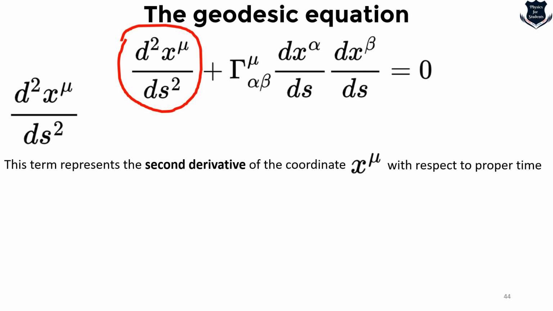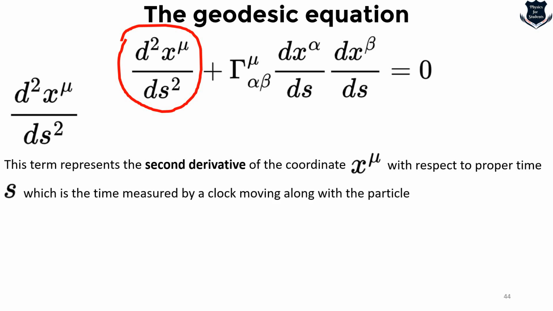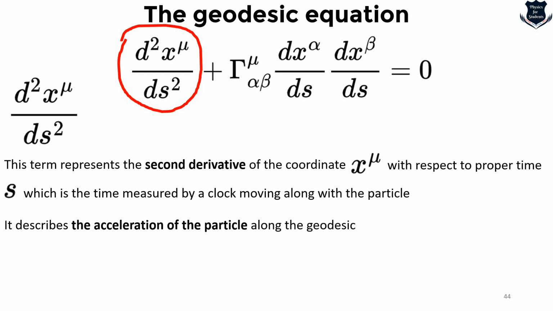This term represents the second derivative of the coordinate x mu. Now, why are we taking x mu? It will slowly become clear. It is the second derivative of the coordinate x mu with respect to proper time, which is the tau or s, whatever, which is the time measured by a clock moving along with the particle. So what it does is describe the acceleration of the particle along the geodesic. Here you can go back to Newton's law, which also expresses acceleration as a second derivative. We will see a comparison, don't worry.